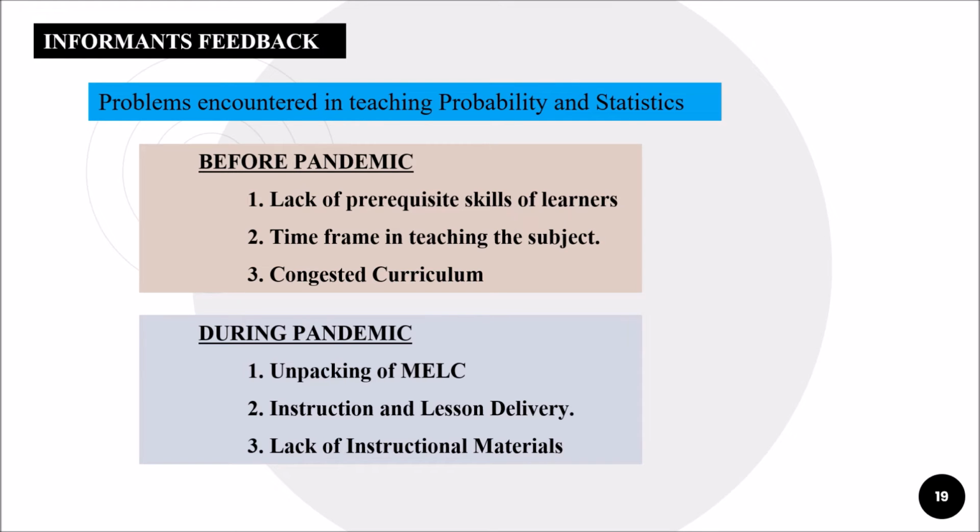Feedback from all teacher informants, when it comes to challenges and problems encountered before the pandemic in teaching probability and statistics, can be categorized into 3. 1. Lack of prerequisite skills of learners. 2. Time frame in teaching the subject. 3. Congested curriculum. While during the pandemic: 1. The unpacking of MELC. 2. Instruction and lesson delivery. 3. Lack of instructional materials.